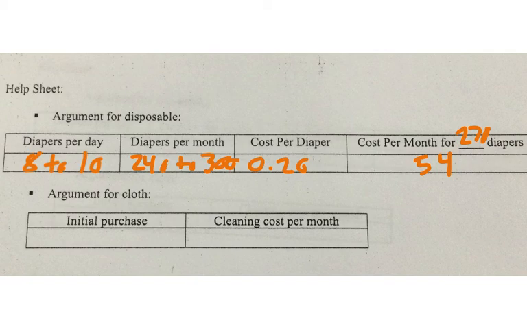And now the second one is for the cloth diapers. So initial purchase, how much is it going to cost me to buy all the cloth diapers that I need? $16 a diaper, and how many diapers am I going to buy? So I'm going to do $16 times 20 diapers. So right off the bat, I'm paying $320 for the reusable diapers.